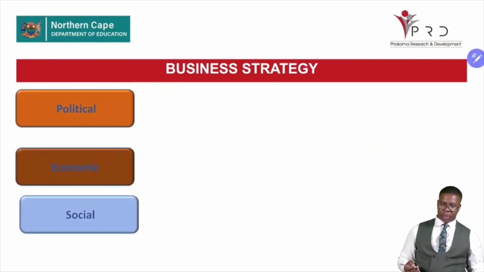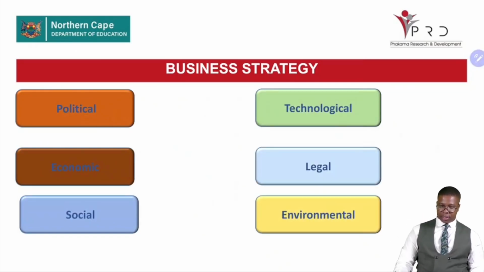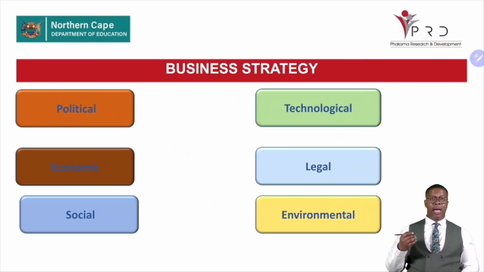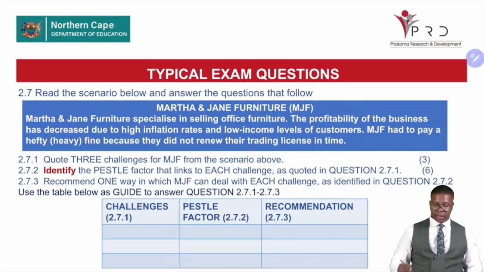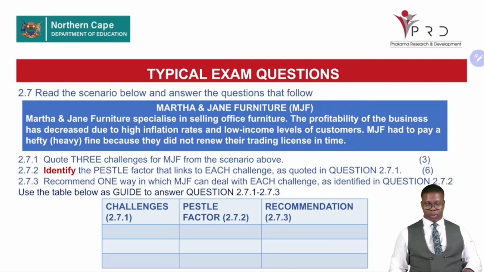Then we look into PESTEL again, PESTEL factors as environmental scanning factors. So PESTEL factors include political, economical, social, technological, legal, and environmental. And this is a question that you can get around the PESTEL factors in section B. You can be expected to go through a scenario and identify the answers. So for instance, 2.7 says, read the scenario below and answer questions that follow.